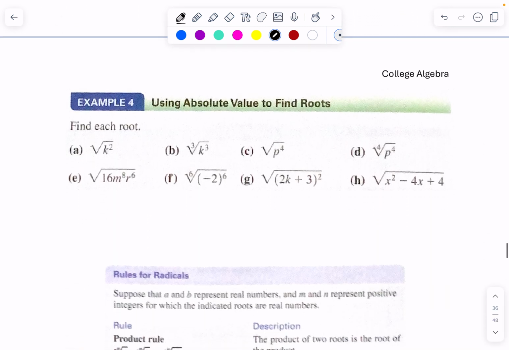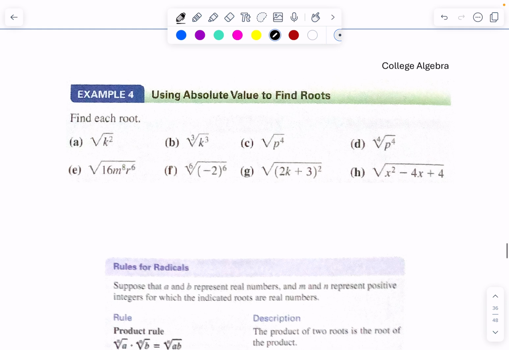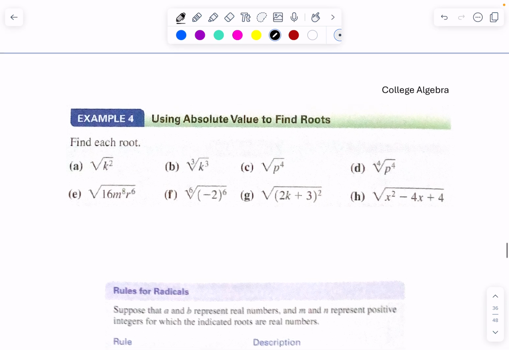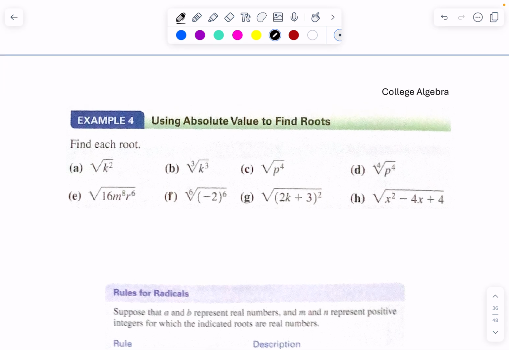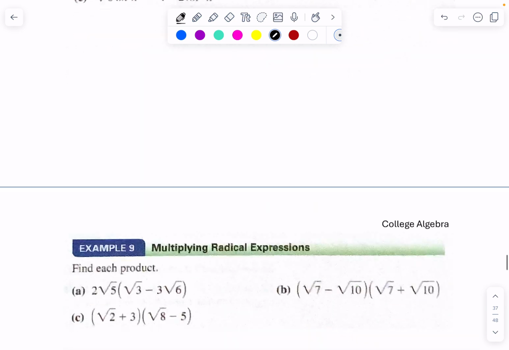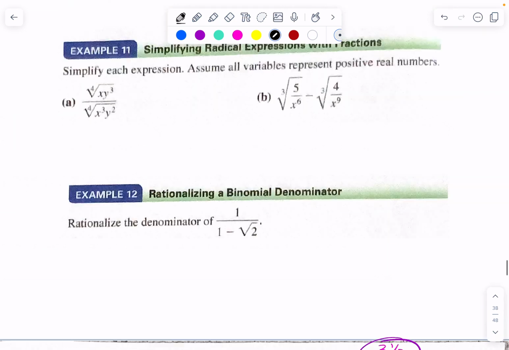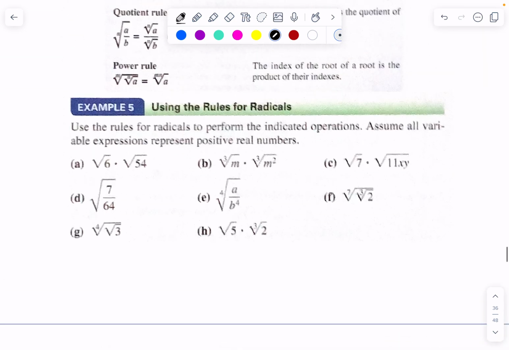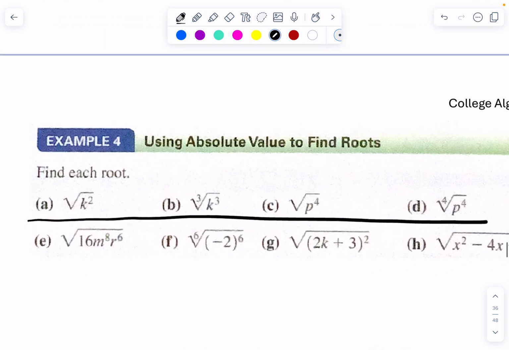Let's see. I'm just going to do this top part right here. These first 4, and then we'll save the other 4 for tomorrow, I think. How much do we have left? Oh, we still have a lot left. Okay, but anyway, we'll just do these top 4, and then we'll save the bottom 4 for tomorrow, okay?